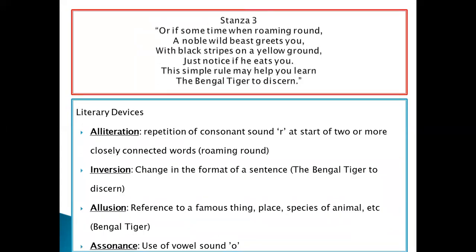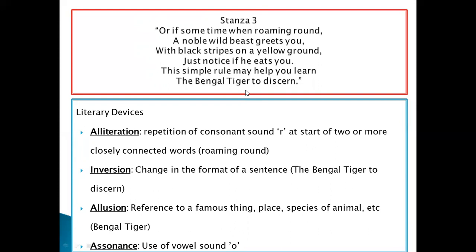First of all, in "roaming round", the R sound is repeated, so it is an example of alliteration. Then again, there is a change in the format of a sentence, "the Bengal tiger to discern". We don't write sentences this way, so change in the format of a sentence is inversion. Again, this tiger is given a famous title. He's not a common tiger, he's a Bengal tiger. So this is called allusion.